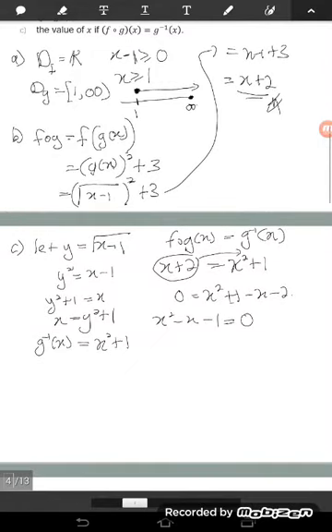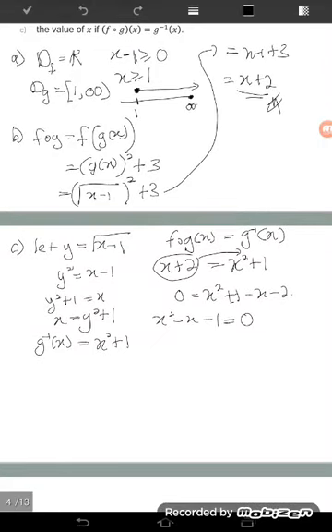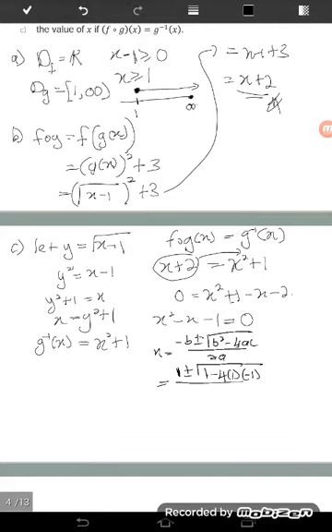Okay, so next, this one, solve for x. So we have x, so I use the formula: negative b plus minus square root of b squared minus 4ac, divided by 2a. So b is negative 1, so negative 1 becomes positive 1. So plus minus square root of b squared, negative 1 squared is 1, minus 4, a is 1, and c is negative 1, divided by 2a, a is 1, so 2.